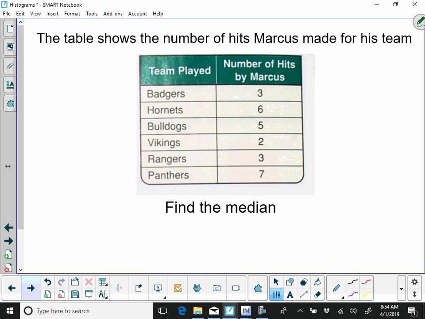All right, so we want to find the median here. Here's what I need you to do. We have a set of data. So where do you think we're going to go? Stat. Now, we only have one set of data, so everything's going to go in L1.